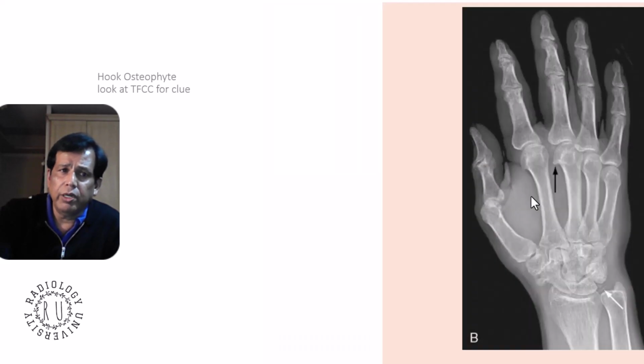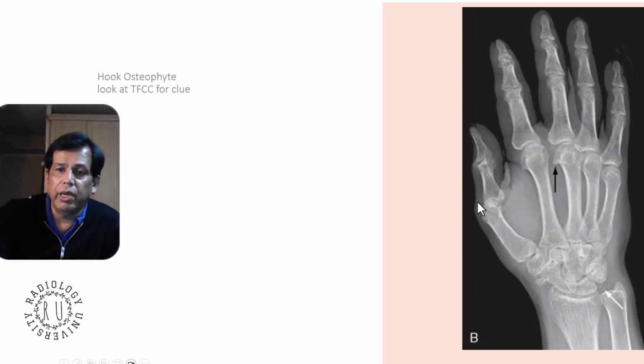So hook osteophyte and TFCC is your clue. If you get this combination in exam, going students, definitely these films will be shown in exam. I can see normal joint space, I can see hook osteophyte, I can see TFCC calcification, it's hemochromatosis. You'll really fly with that diagnosis and get good marks.